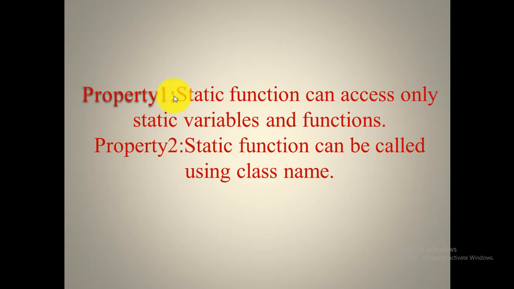So here are some properties of static variable and function. Number 1, a static function can access only static variables and functions. Static functions cannot access non-static variables or functions. We will see this property in the coming slides. Property number 2, a static function can be called using the class name, which we have discussed in the previous lecture too, and we will see it again in this lecture.